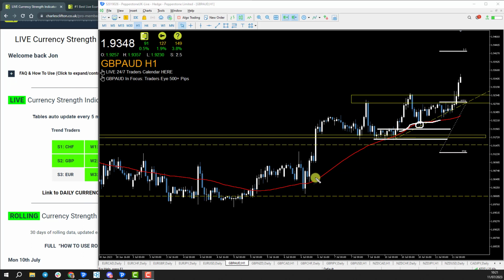Now, the 50 isn't something that we usually use as a entry tool. It's just a little bit here as a guide as to what price is doing. And we can see obviously price is trading above it at the moment, so that to us is a positive sign. And I like the idea of pound Aussie trading even further to the upside.